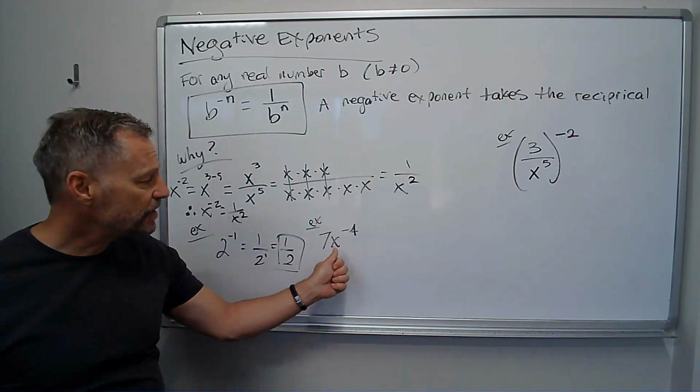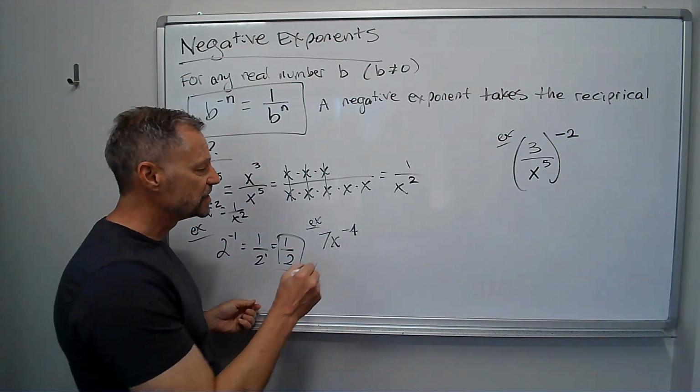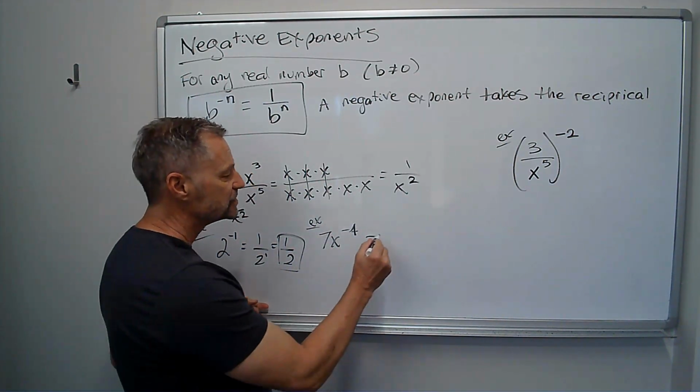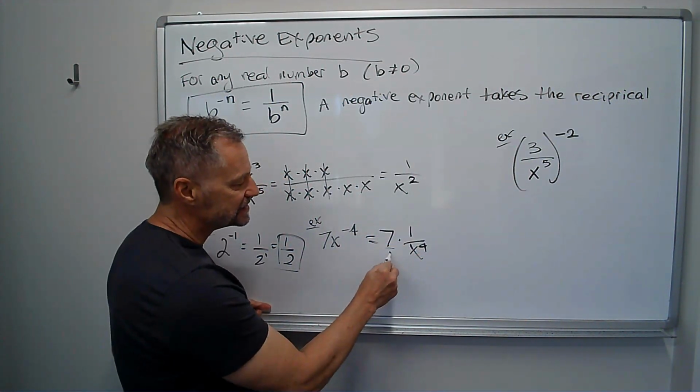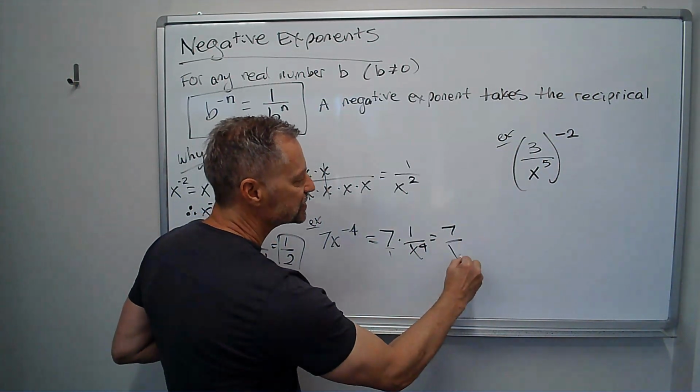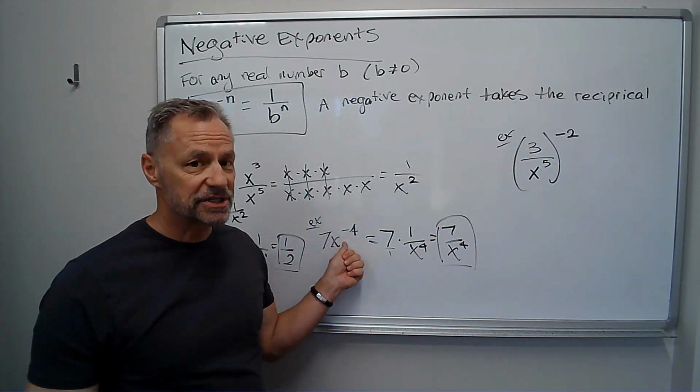7x to the negative 4. Well, realize the negative 4 is not applied to the 7. The base is just the x. So it's just flipping over the x. So it's 7 times 1 over x to the 4th. And then since that's 7 over 1, I just get 7 over x to the 4th. Okay, just took the reciprocal.